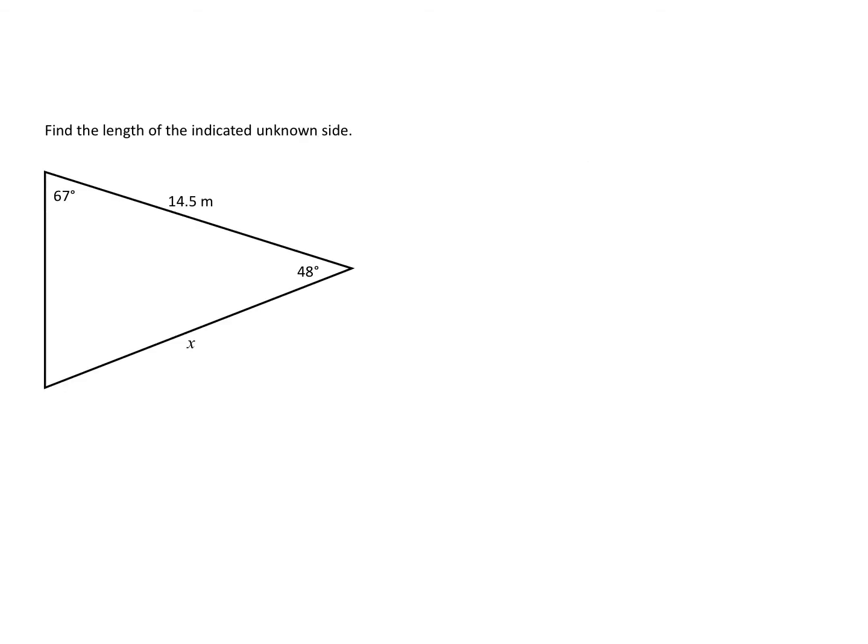We could also solve non-right triangles. Our regular rules of SOH CAH TOA and the Pythagorean theorem will not work on a non-right triangle, but we do have the sine law and the cosine law. In this case, we can find this third unknown angle by doing 180 minus the other two, which will be 65 degrees.